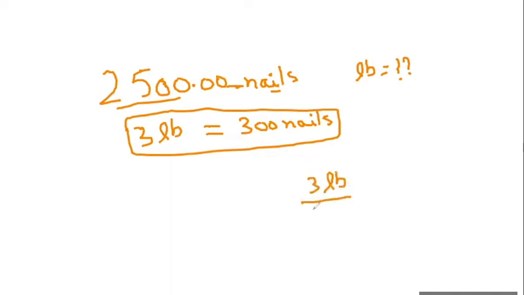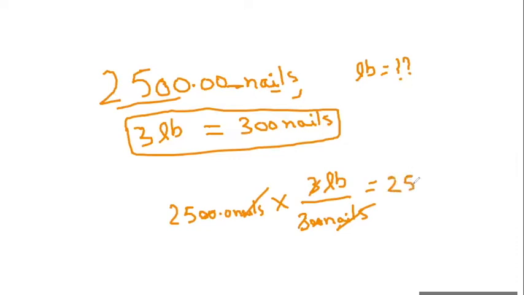3 pounds over 300 nails, and then you just multiply by the given number of nails that you require, or that the shopkeeper needs to give to you. So it is 2500 nails. Nails get cancelled, and if you divide, the zeros get cancelled, 3 gets cancelled. So when you solve it using your calculator, you will get around 25 pounds of nails. So he just has to weigh 25 pounds of nails to get those 2500 nails for you, right?